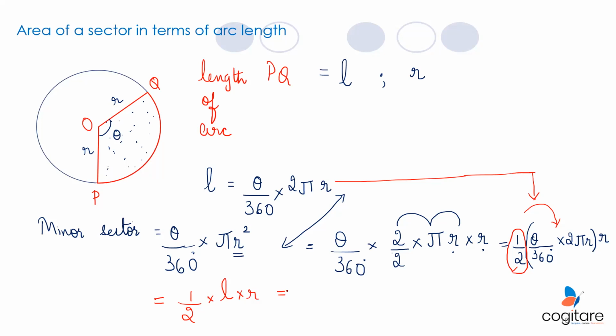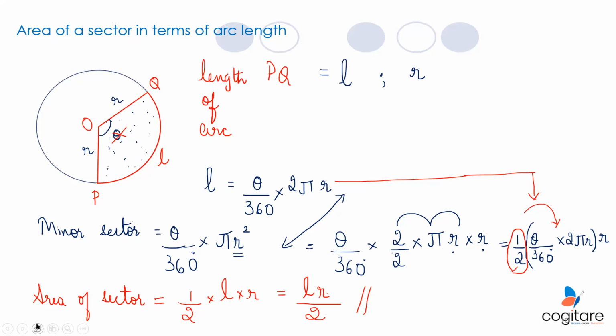So if the central angle is not given, no issues. If I know the length of the arc L, I know the radius of the circle R, then all you need to do to find the area of a sector is LR by 2. Okay, this is something you need to remember, because it's very, very easy to arrive at the area of the sector if the radius and arc length is given. Okay, pause and make a note of the same.